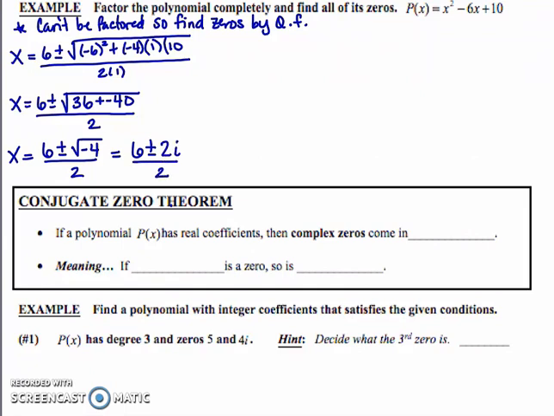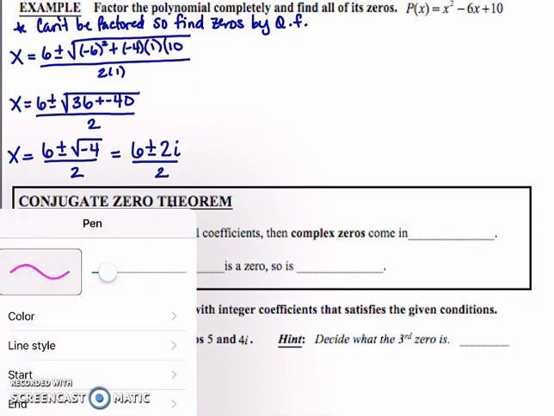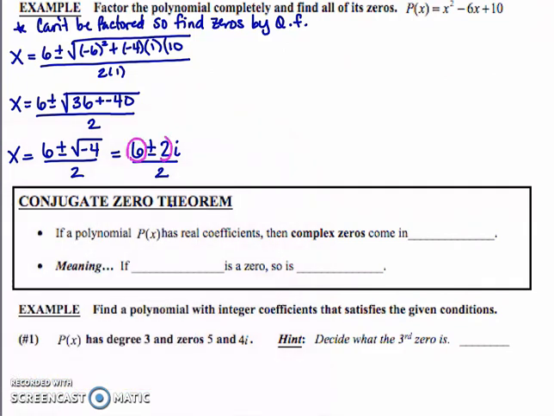And then again, since I have all even numbers here, the 6 and the 2 and the 2 can all be divided by 2. So I end up with 3 plus or minus 1i divided by 1, or just 3 plus or minus i. Okay, so keep in mind, this is really two solutions. This is x equals 3 plus i, and this is x equals 3 minus i. It's important to make that distinction because our next job is to use the complete factorization theorem to write this in its completely factored form.